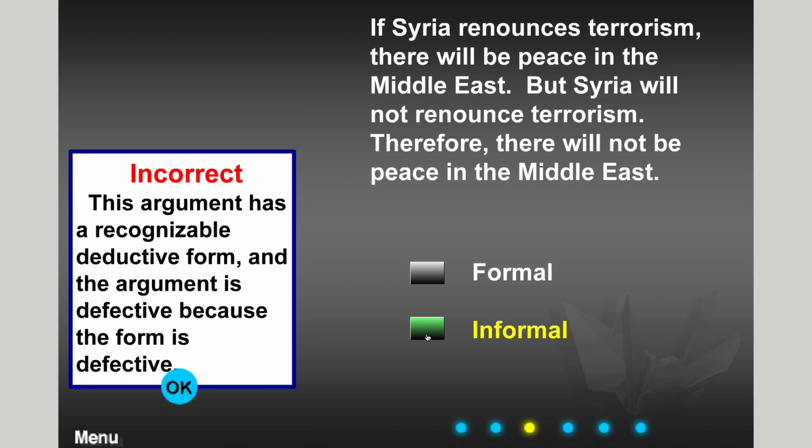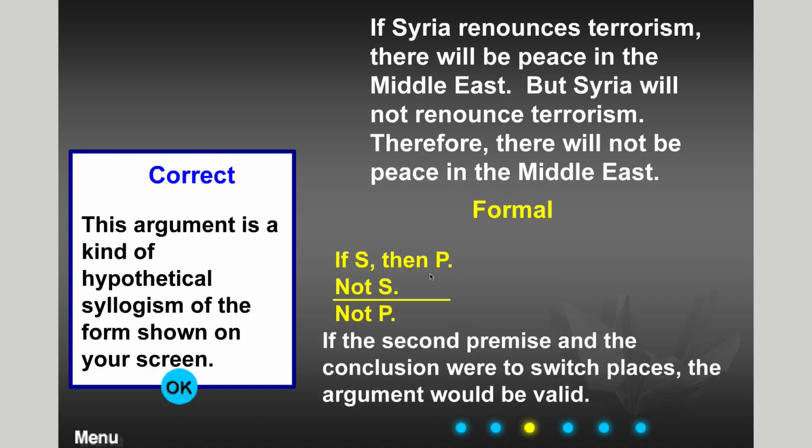Right? Now, this argument has a recognizable deductive form. And the argument is defective because the form is defective. It's not what's in it that's defective. It's the form of the argument itself. If S, then P. Not S, therefore not P. Okay? It's a formal argument. If we switch the premise, these two, then we would have a valid argument structure. Okay?